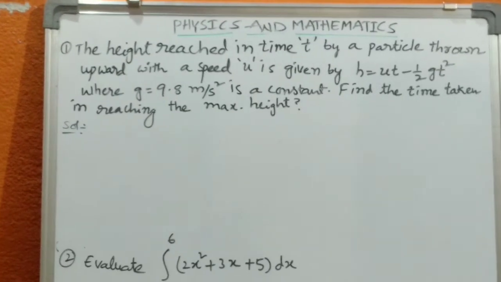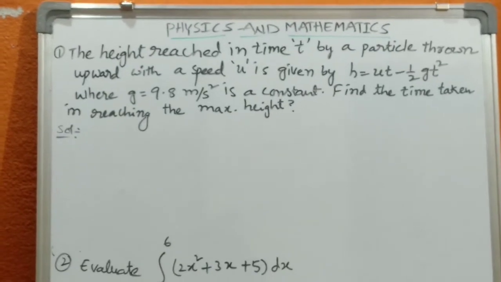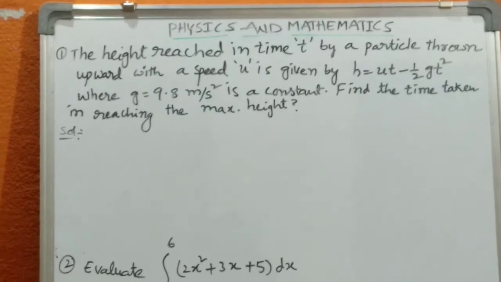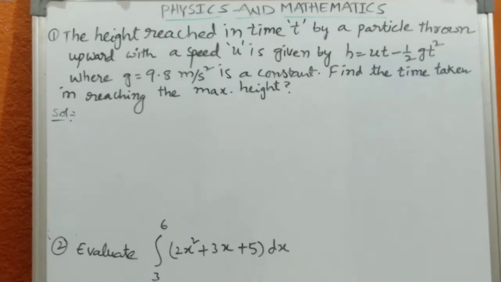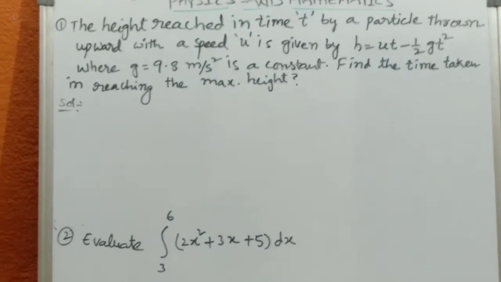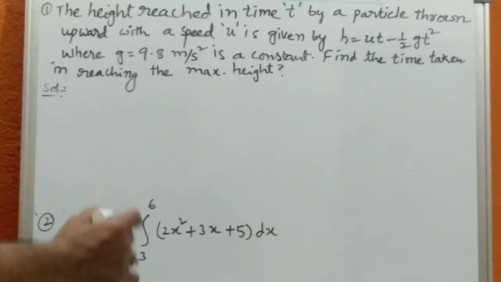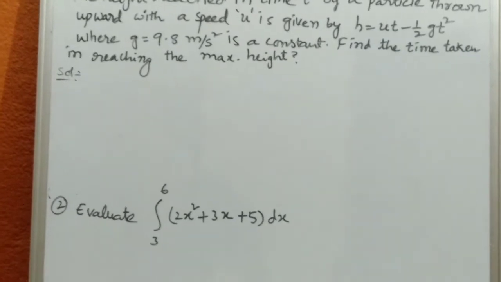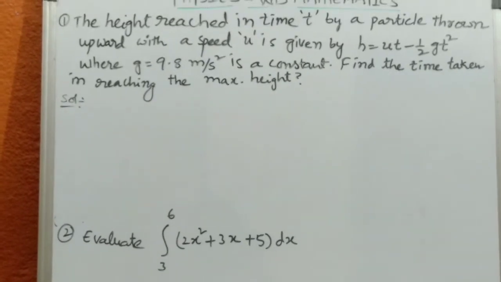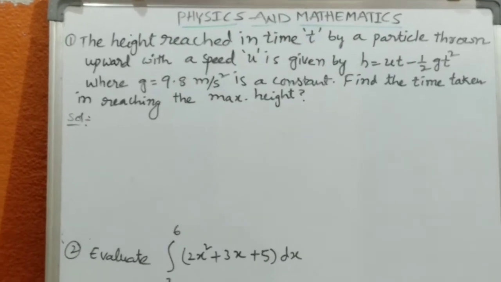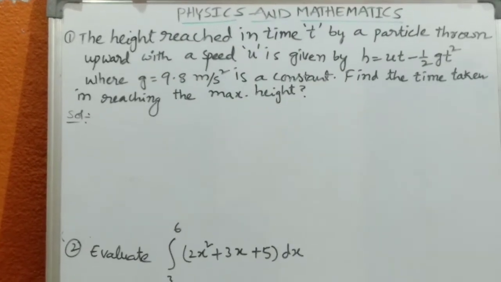Today we are going to discuss physics and mathematics, that is, how mathematics is applied in physics. Here we mainly use differentiation and integration. Differentiation and integration are used in physics, so we will continue with the types of problems we have in physics.